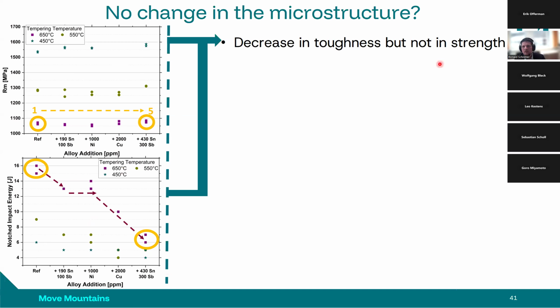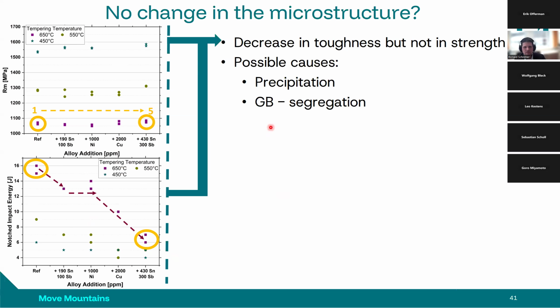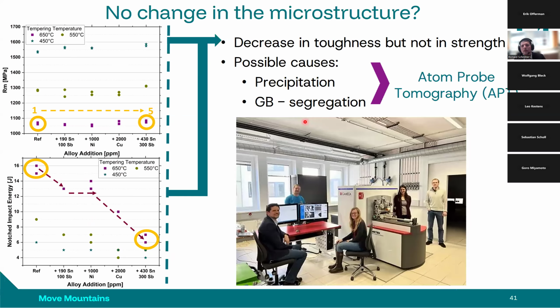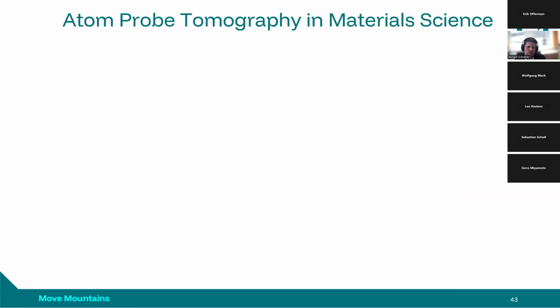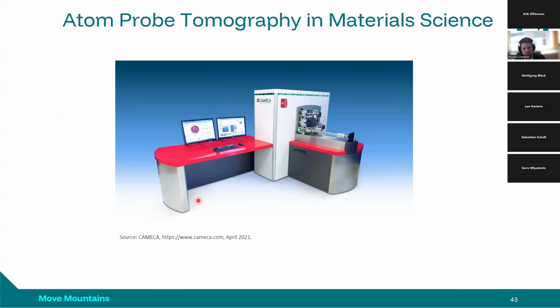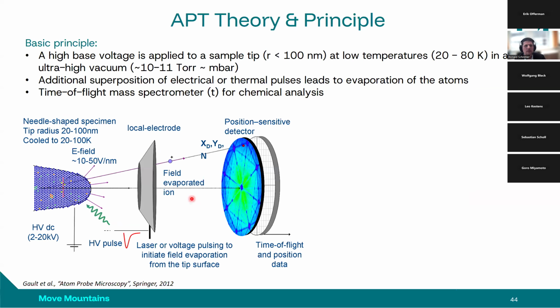So what can cause this loss in toughness but not in strength? There are possible causes. You can have precipitates during the tempering, or you can have segregation of elements. And when it comes to segregation, we perform atom probe tomography. We are in the lucky situation that we have a machine available at our institute, and I'd like to go into details here. And again, as I said at the beginning, maybe give a very brief introduction to atom probe tomography. It's the machine we have available here.